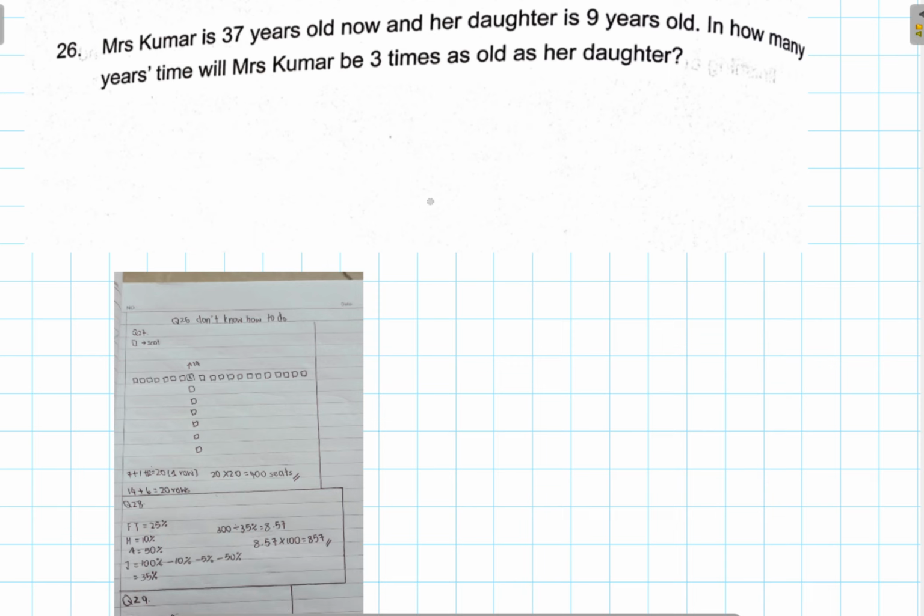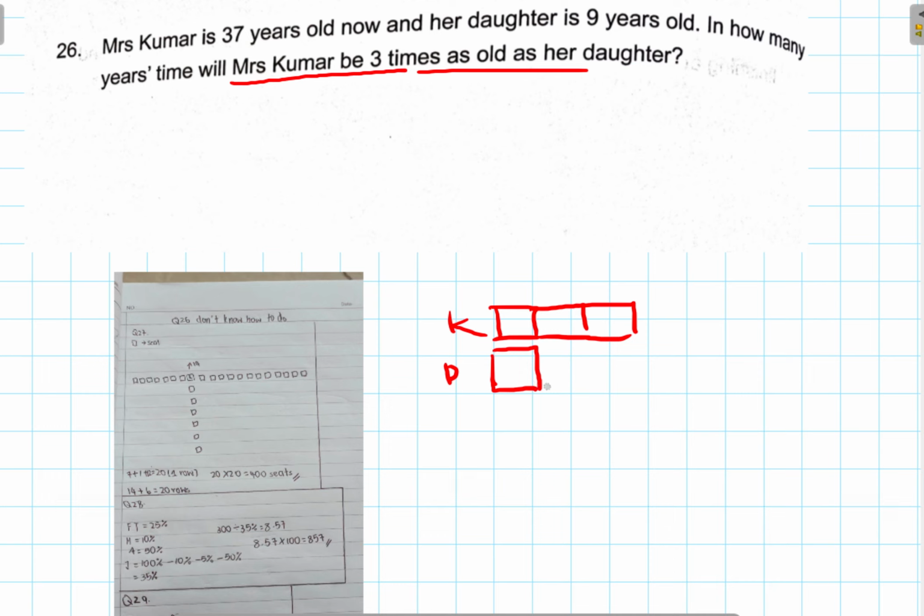So it says here, how many years' time will Mrs. Kumar be 3 times as old as her daughter? So I see 3 times, right? So if this is the daughter, this is Kumar. Their age difference will never change. So now what is their age difference? 37 years old minus 9 years old, right? Now the daughter is 9 years old.